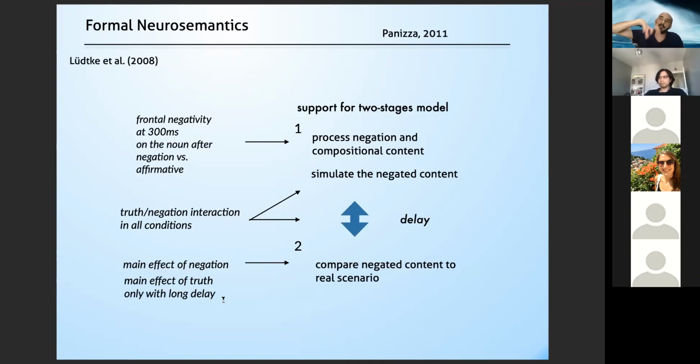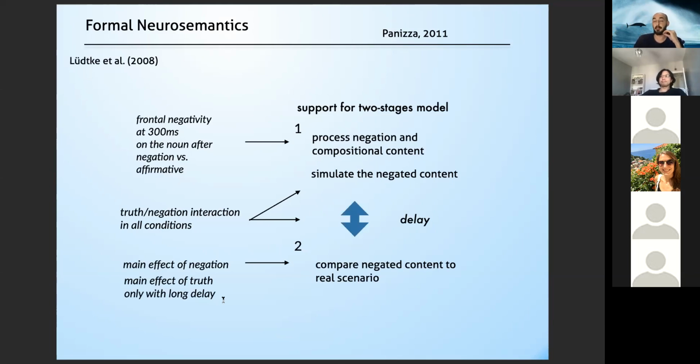So not just the positive content, which is the argument of negation, but the result of applying negation to that content, okay? And yeah, so there is a big debate in the literature about whether this is true or not. In some other experiments, they found that actual negation might affect the processing of the sentence immediately, not just because of negation itself, but also because of the meaning of negation. So, you know, there is debate.